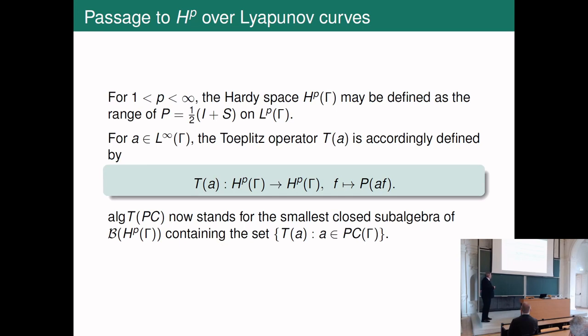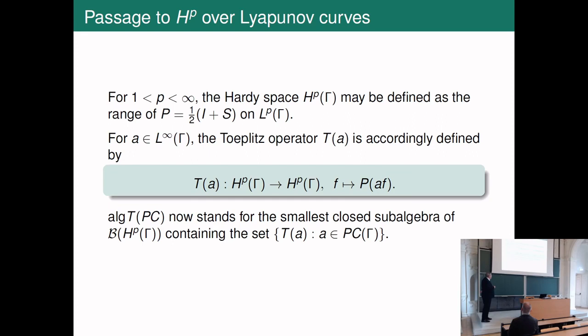What is the Hardy space? The Hardy space is simply the range of P on L^p(Γ), and P may now be expressed via the singular integral, and not through Fourier coefficients or things like this. Everything is easy. And the Toeplitz operator is defined in the usual way. We first multiply the function by a and then project it back to the Hardy space.